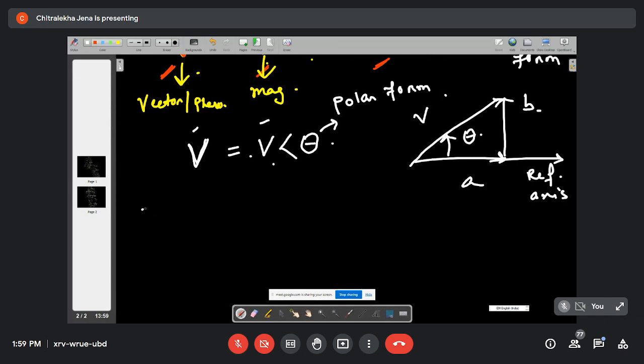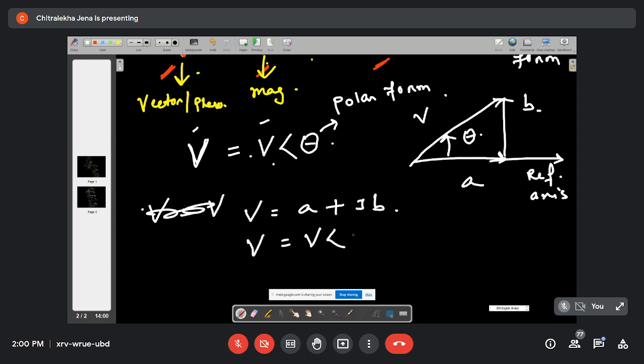So we will be dealing with the rectangular form where V is equal to how much? Rectangular form, what I have written, tell me. V is equal to A plus jB. This is my rectangular form and this is my polar form: V is equal to V at an angle theta.